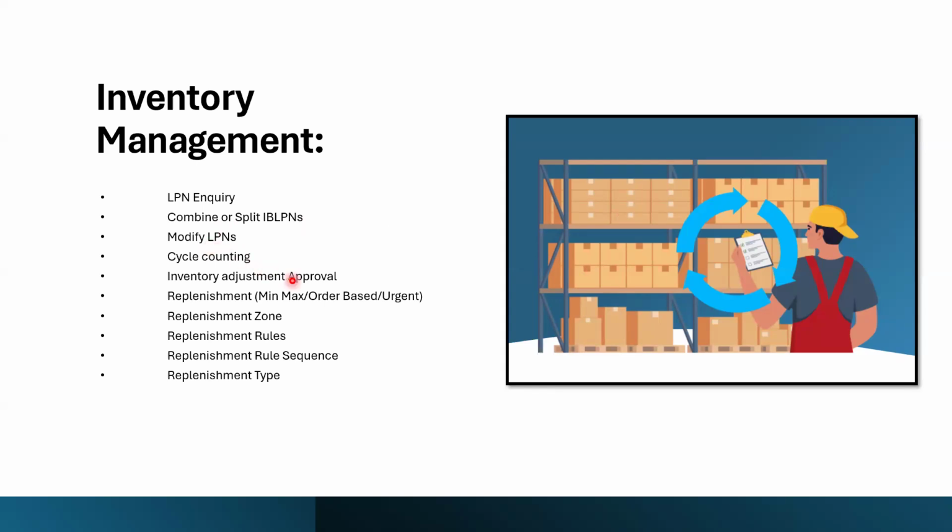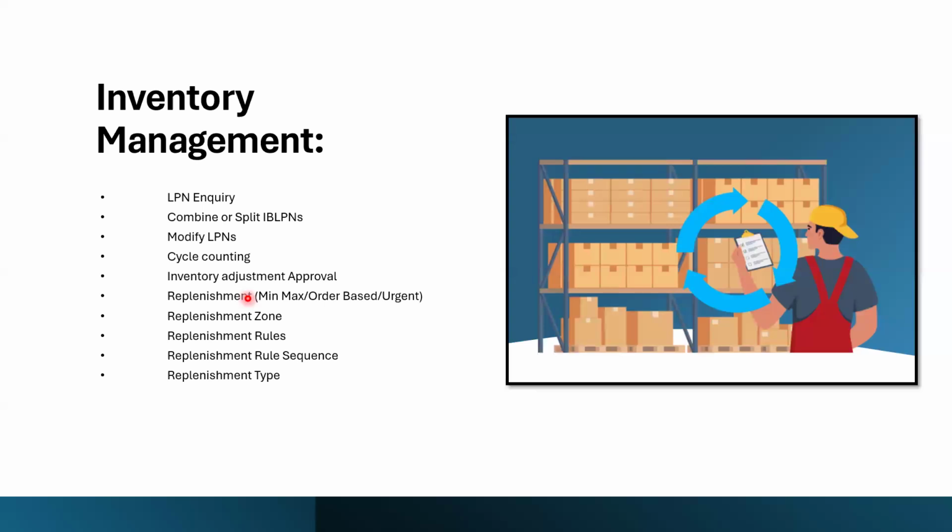Then we'll see how you can manage the approvals for those adjustments. It could be rule-based approvals, or manual approval, or we can straight away approve the adjustment without any approval. We will also see the replenishment scenario. It could be min-max, order based, or urgent replenishment. And these are some replenishment setups and configurations. We'll see replenishment zone, rules, rule sequence, and types, in inventory management.